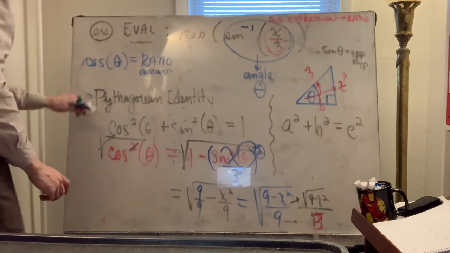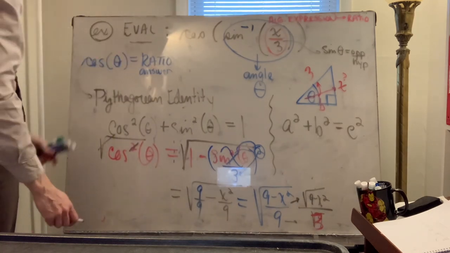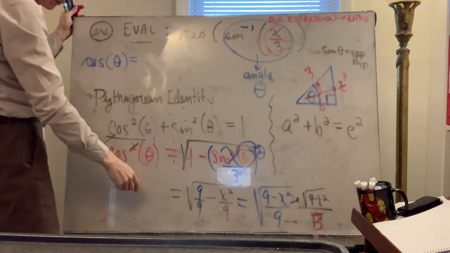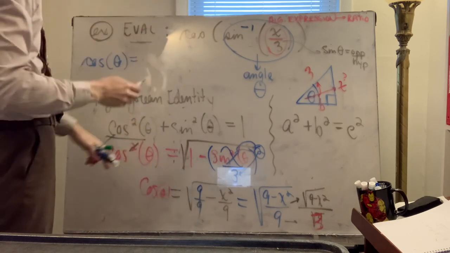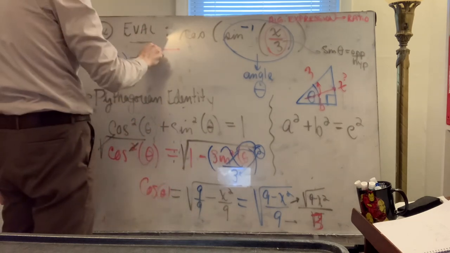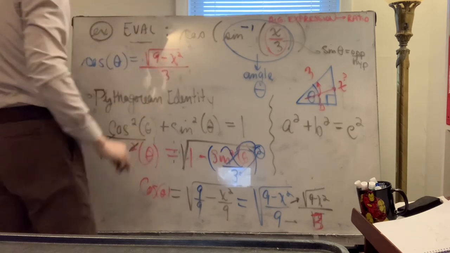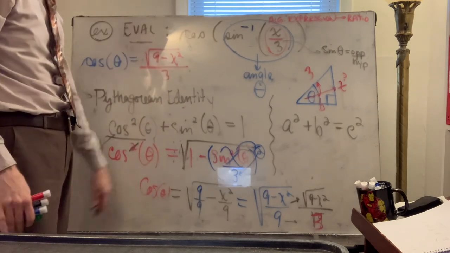That means that the answer to this problem is an ugly ratio, but it would be this, because we simplified our cosine. This is just cosine of the angle. It would be the square root of 9 minus whatever x is squared over 3. And in this case, you can't really use a calculator because you don't know what the actual number is.